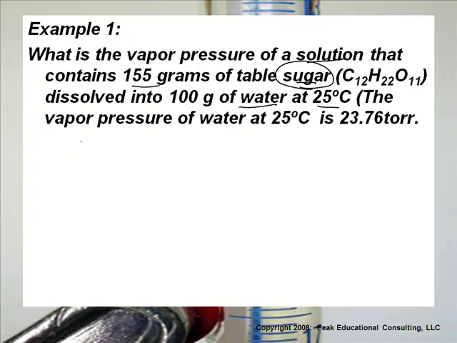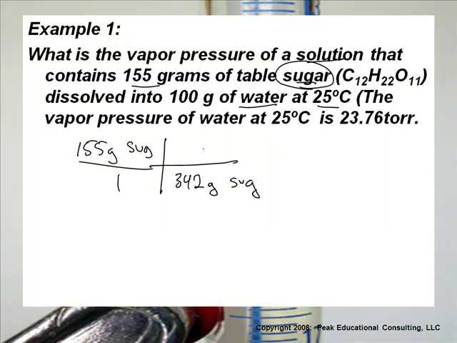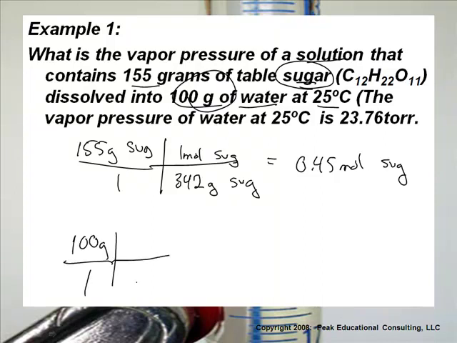So for sugar, I have 155 grams of sugar. I'll say sug, and then 342 grams of sugar, I just memorized these things, per one mole of sugar. And about a half. 0.45 moles of sugar. Now the water, we have 100 grams of water, so 100 grams over 1. There are 18 grams in 1 mole, so that's quite a few.